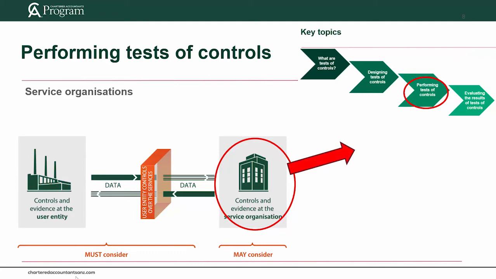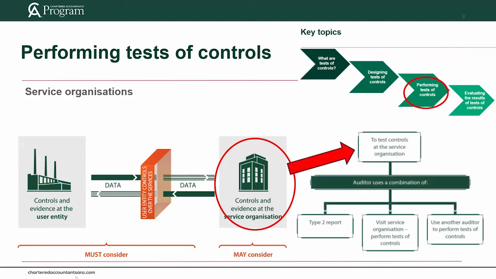There are 3 ways you can test the controls at the service organization. You could obtain a Type 2 report from the service organization. That is a report on the description, design, and operating effectiveness of the controls at the service organization throughout a period of time. You could visit the service organization to perform tests of controls, or use another auditor to perform tests of controls.